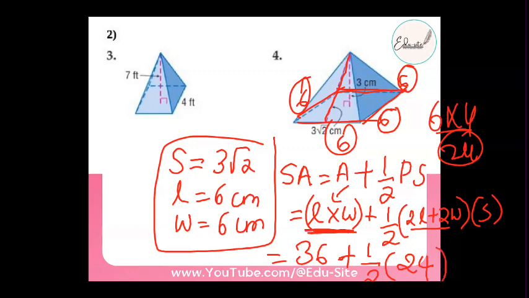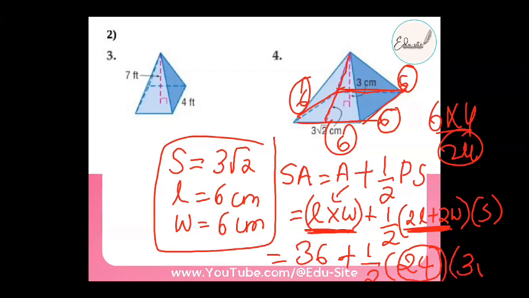Area is length into width, correct? Perimeter of the base is adding all the sides together. 2 times the length is 6 into 2, which is 12. 12 plus 12 is 24. Perimeter is nothing but length plus width plus length plus width. Is it not 24? Yes. Then what is the slant height now?